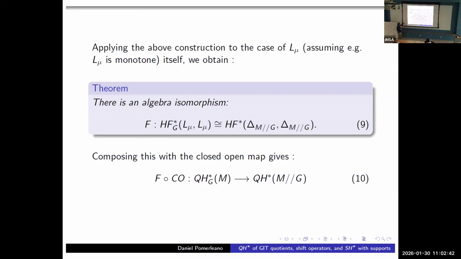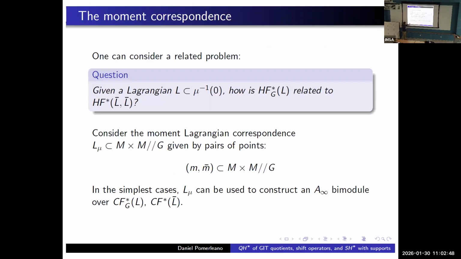I'll get to that in a moment, what the statement is. But let's say that we're in this monotone case. In particular, we're going to assume that these are monotone or Fano symplectic manifolds, and this Lagrangian correspondence, which is a further condition on the moment map, is also monotone.